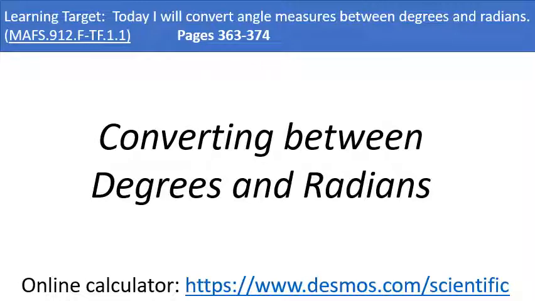Today we're going to talk about converting between degrees and radians. This is coming from pages 363 to 374 in your textbook, so if you have any questions, you can go there and get some added resource.